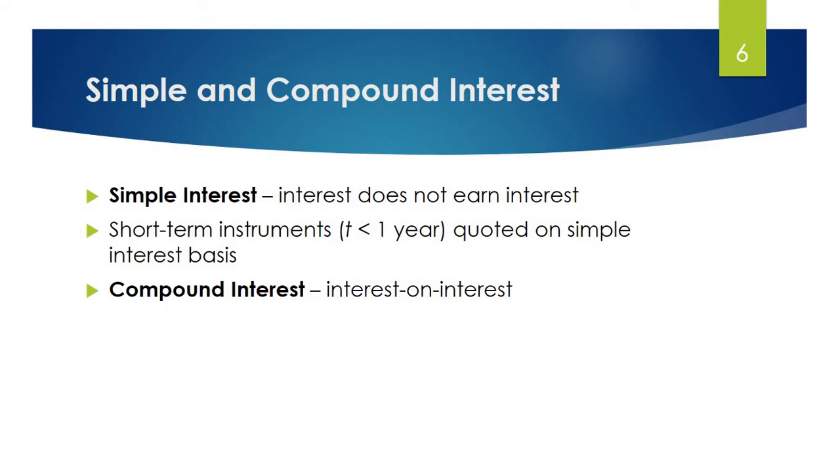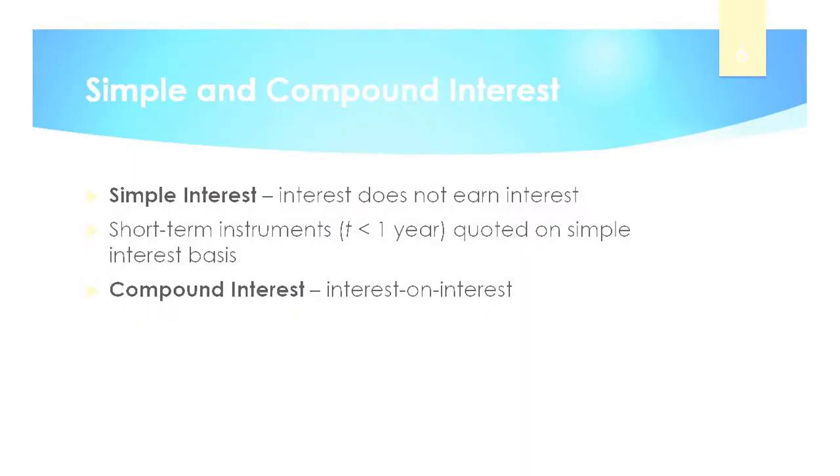Now let's look at the difference between simple and compound interest rate. Simple interest does not earn interest on interest. It is mostly applicable for short-term instruments like money market securities, and compound interest means you will receive interest on interest. We'll explain these two concepts with an example.